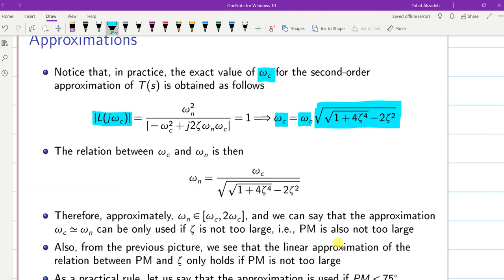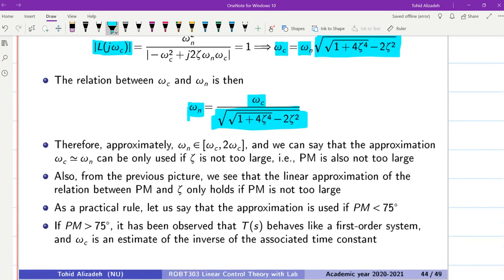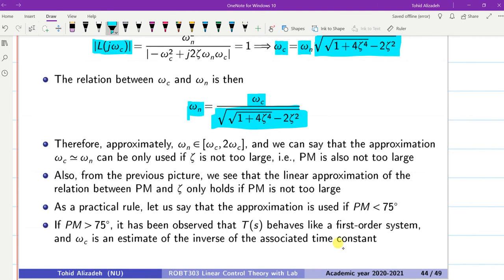Now we can find the relation between omega n and omega c. You can see that omega n is equal to omega c over this square root at the denominator. And therefore, approximately omega n will be between omega c and 2 times omega c. It will not be exactly equal to omega c. And we can say that the approximation that we used in the previous slide, omega c equal to omega n, can only be used if zeta is not too large. If the value of zeta is small, then the approximation that we have here will be valid.